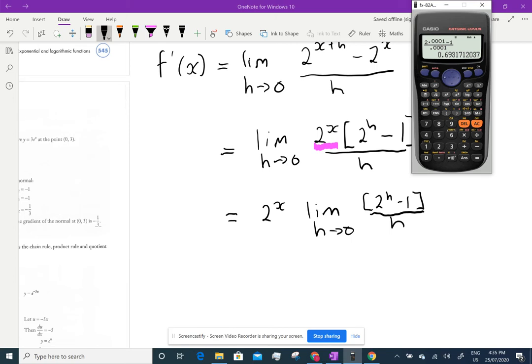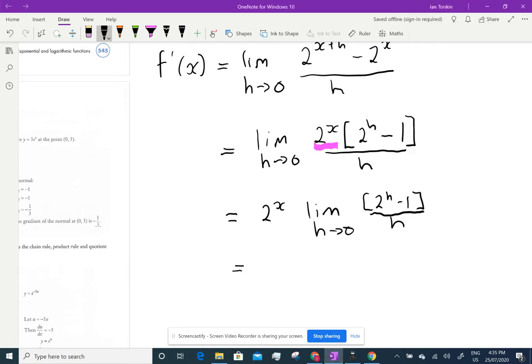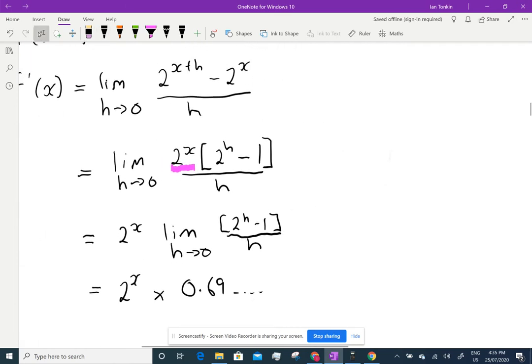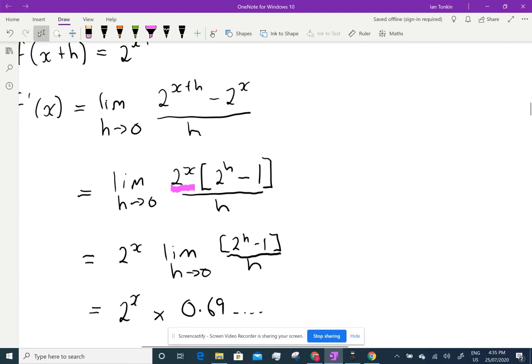Let's double check by adding a few more zeros. Let's add about 3 more zeros in there. So 1, 2, 3. We get 0.69. And you just have to take my trust on this. So it's going to be 2 to the x times 0.69... And that's how we differentiate an exponential function from first principles.